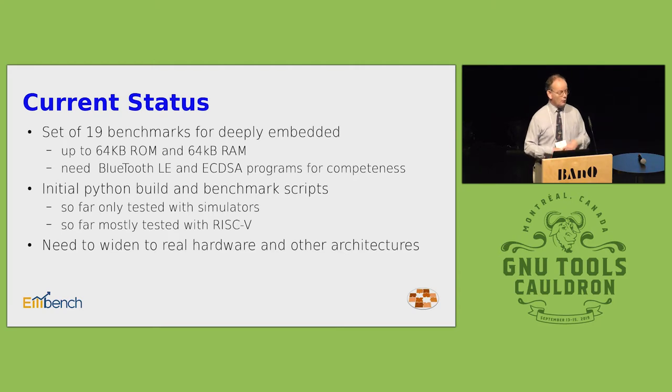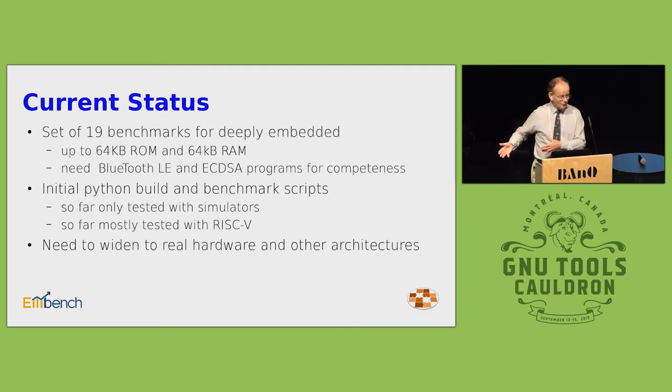So where are we? We've got 19 benchmarks. We've focused initially on the IoT class device, up to 64 kilobytes of ROM and RAM. We'd like a couple more programs. We'd like to capture elliptic curve DSA encryption, but we haven't yet got a program for that. We think we might be able to use the Embench program Arm have suggested might be a good one for that. And we'd like to capture something Bluetooth LE or something like that. And so if anyone wants to work on those, please put your hands up.